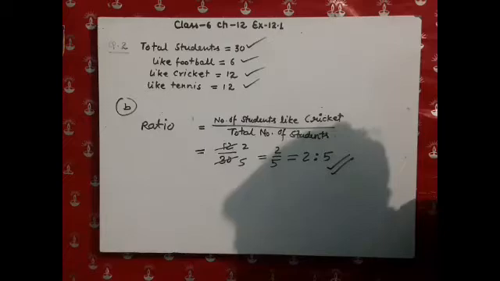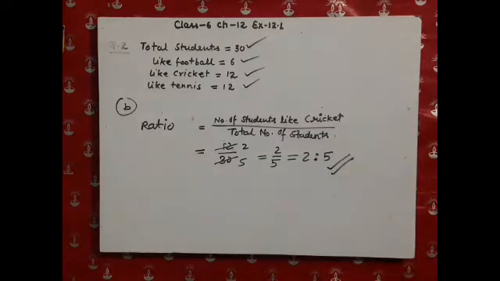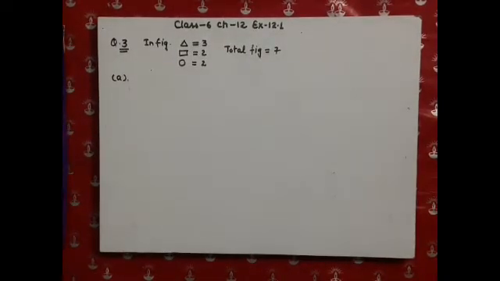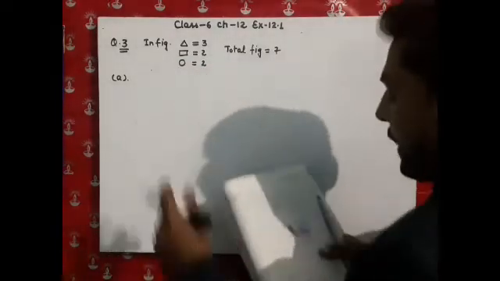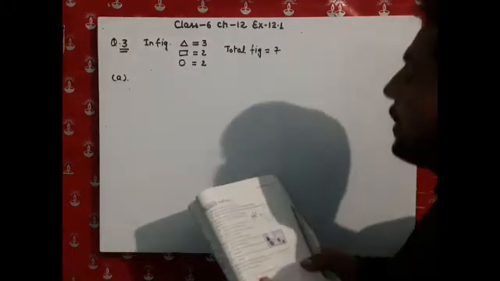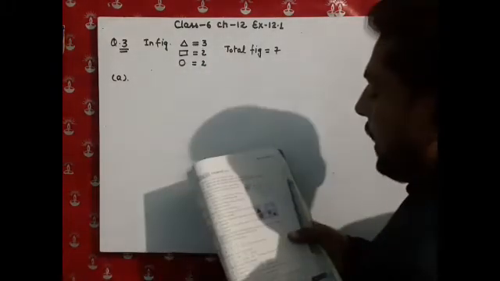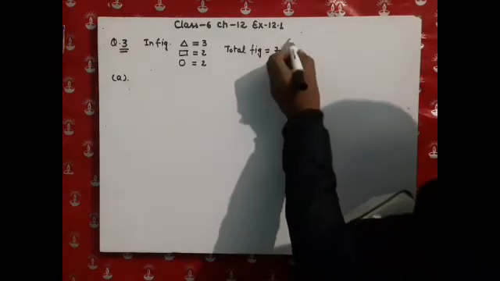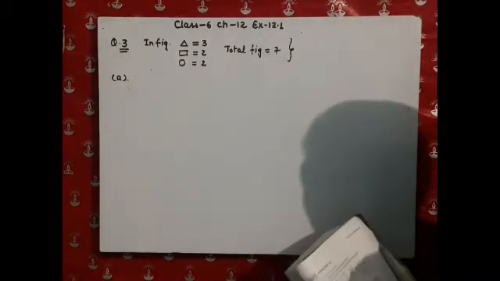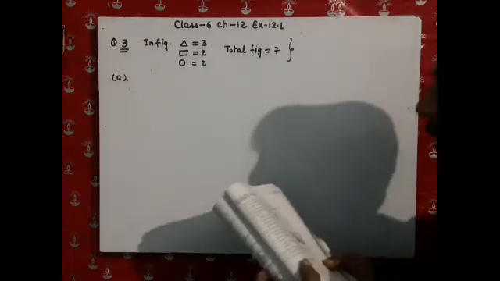Now I am going to question number 3. In question number 3, a figure is given in your book. Here in the figure, I am watching that there are 3 triangles, 2 squares, and 2 circles. So we find that the total figures are 7. Now going to the A part.